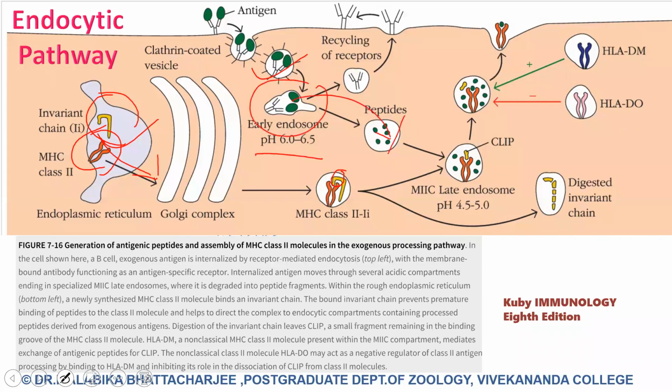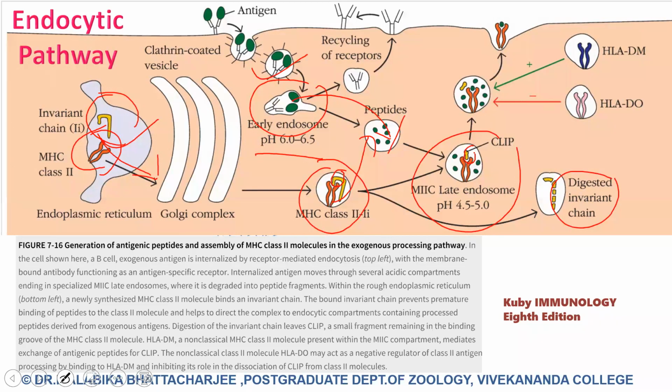As it is moving down the compartments, the pH is decreasing, and then these class 2 containing compartments fuse with these compartments. So we have this late endosome, pH 4.5 to 5. Within these compartments, as you can see, when the MHC class 2 compartments containing the MHC class 2 molecule and the invariant chain move to fuse with the late endosome, digestion of the invariant chain is occurring, so that only a small fragment known as CLIP remains bound to the groove of the MHC class 2 molecule.